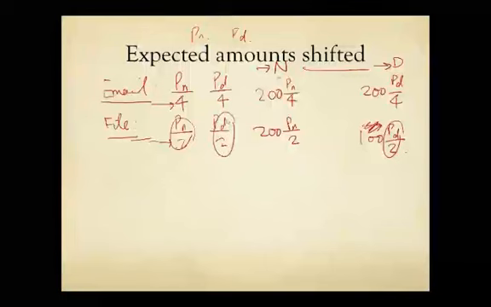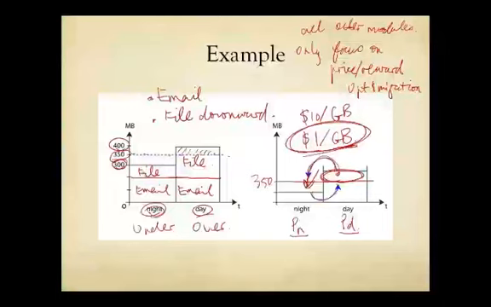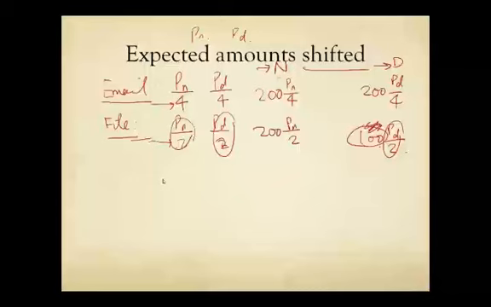PD over 2 because of this factor, and 100 because it was 100 units to start out with. 100 units during nighttime. So the amount that can possibly be shifted into daytime has a basis of 100 units.